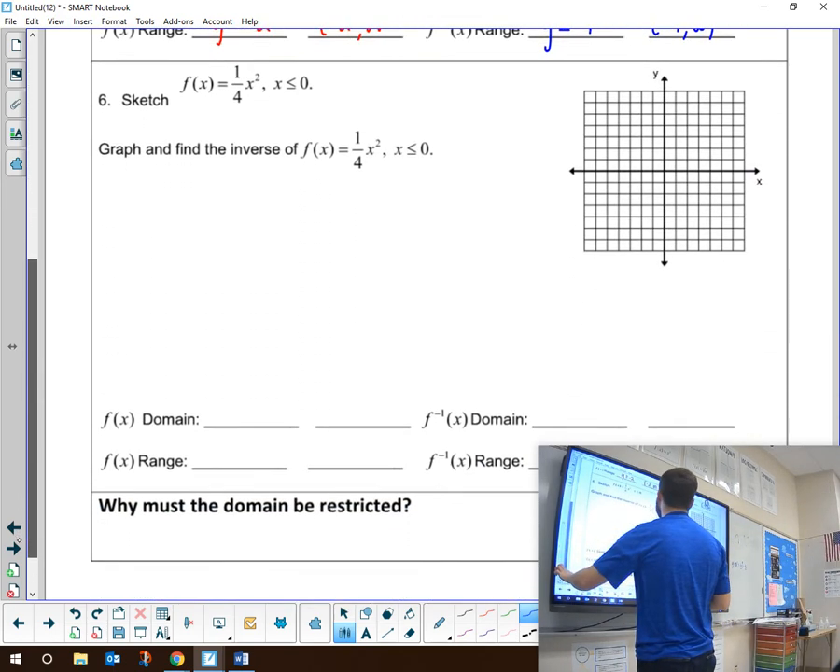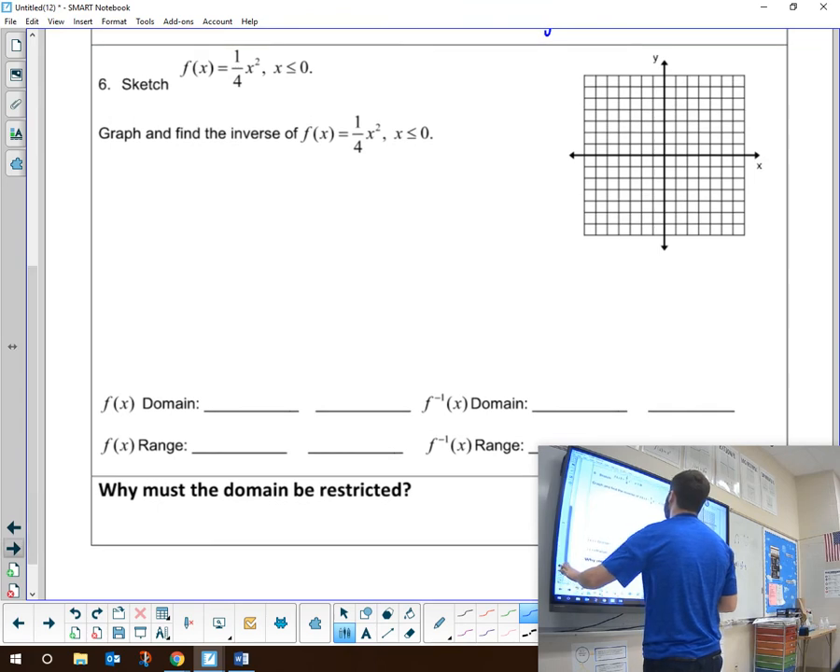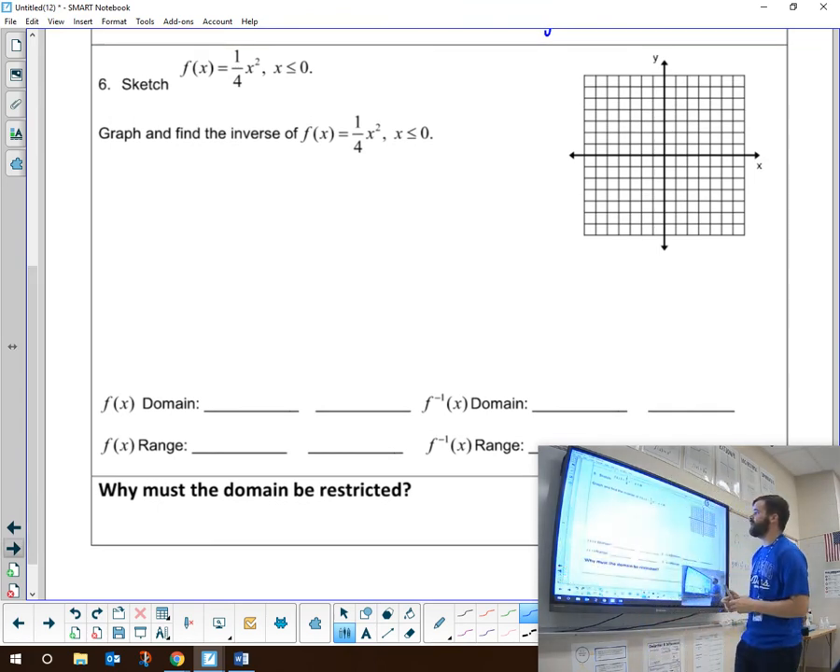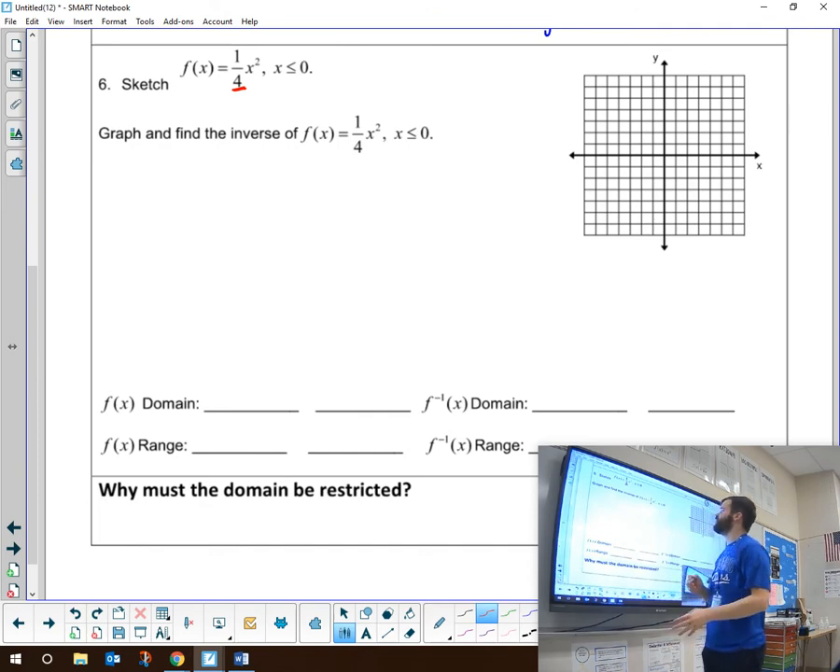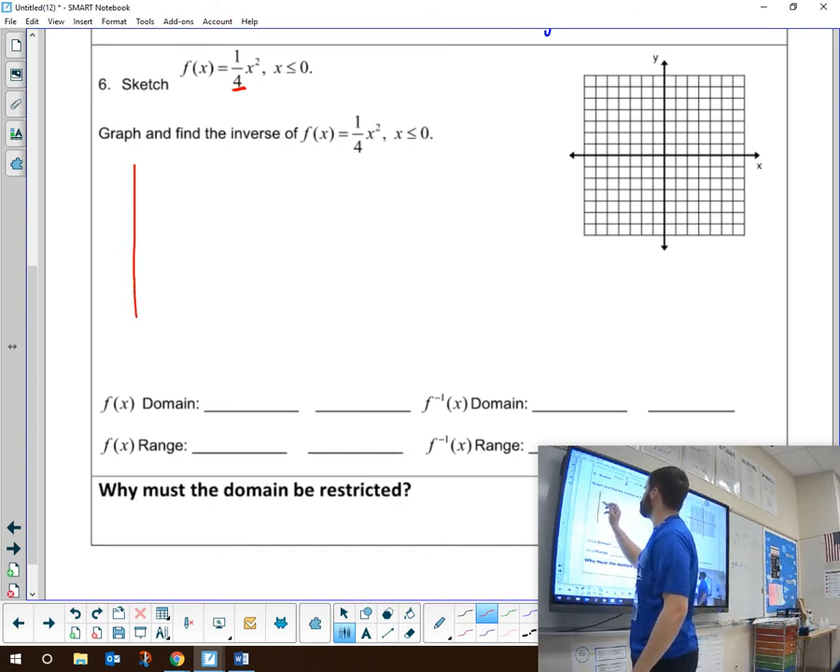Okay, so now let's take a look at our last graph. Number 6, we're going to sketch this one. We have f(x) = 1/4 x squared, and we're going to say when x is less than or equal to 0. So let's go ahead and graph this. Because of this 1/4, I know that I'm going to have a compression, right? So let's find some points for this.